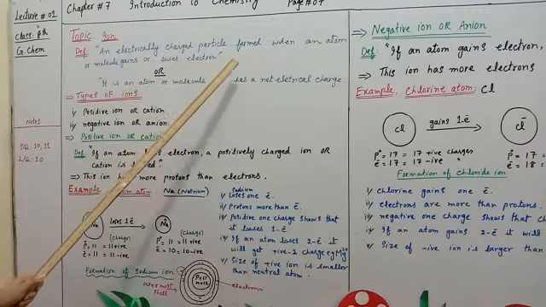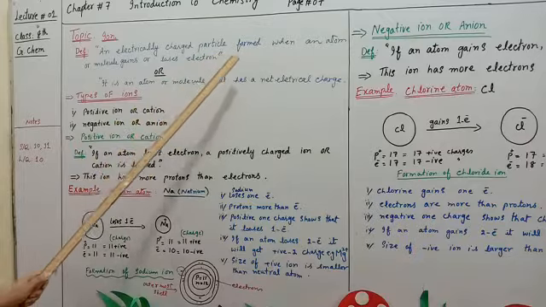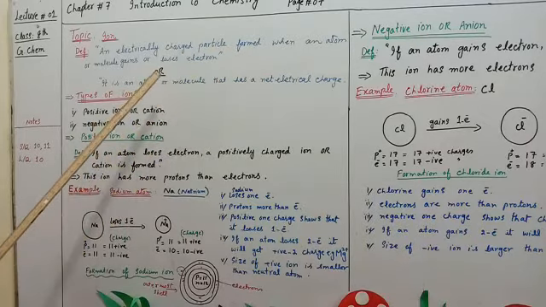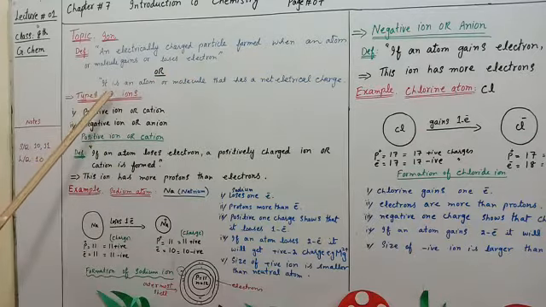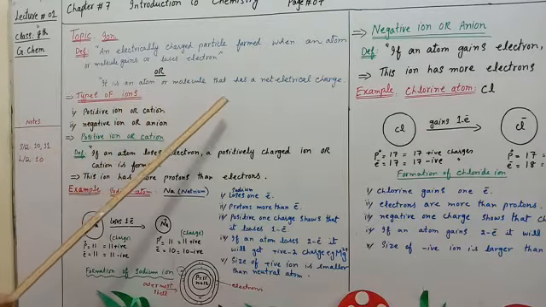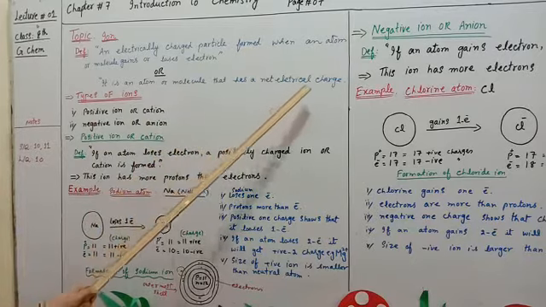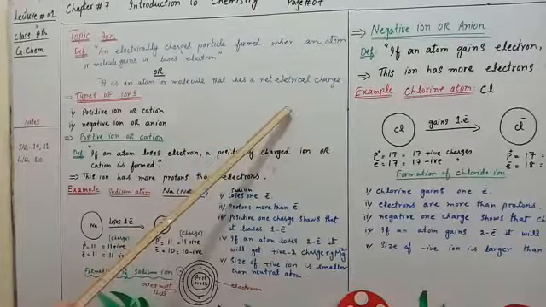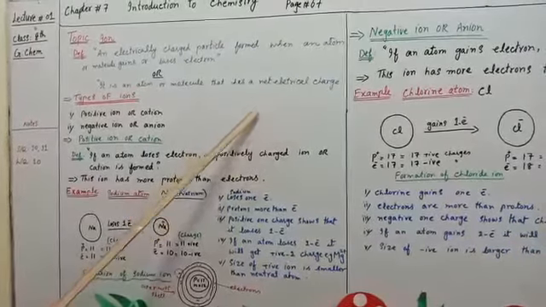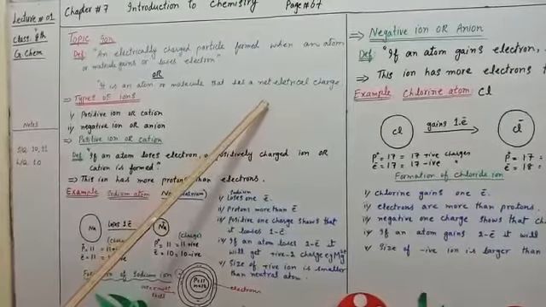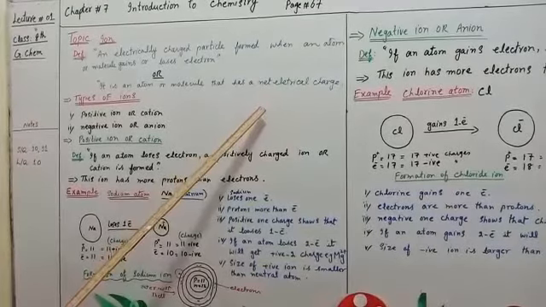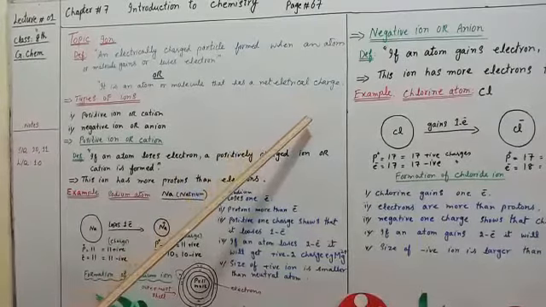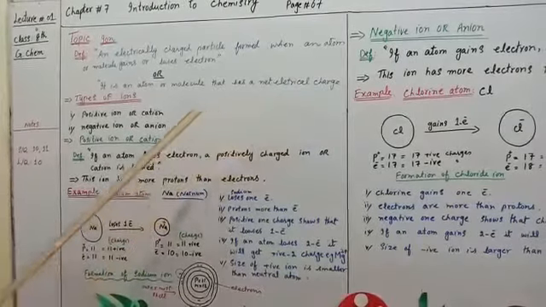And the definition is that this electrically charged particle is formed when an atom or a molecule gains or loses electrons. Or you can define it as an atom or molecule that has a net electrical charge. Net electrical charge means that if positive and negative charges do not cancel each other, then the ion carries positive 1 or positive 2 charge, or any other number, or negative 1 or negative 2 charge.